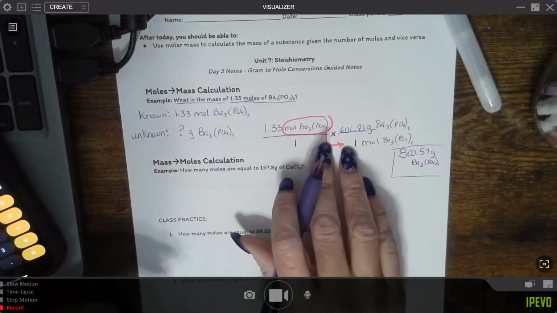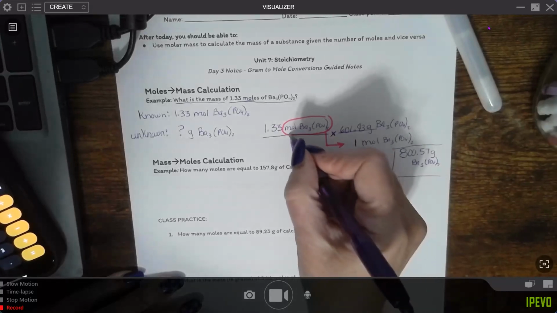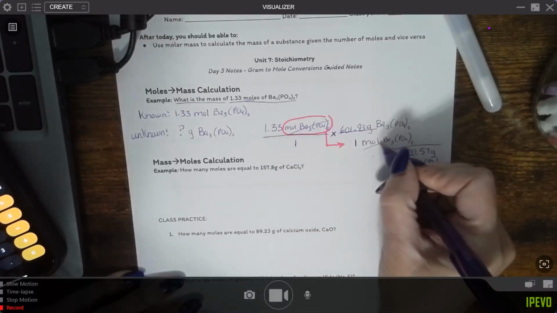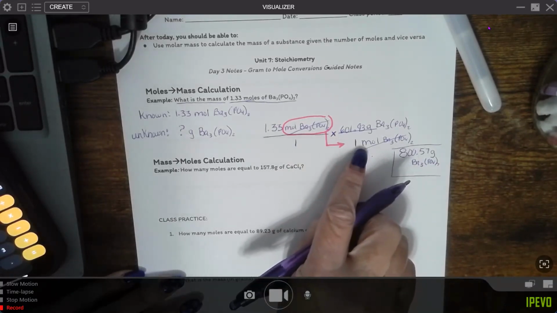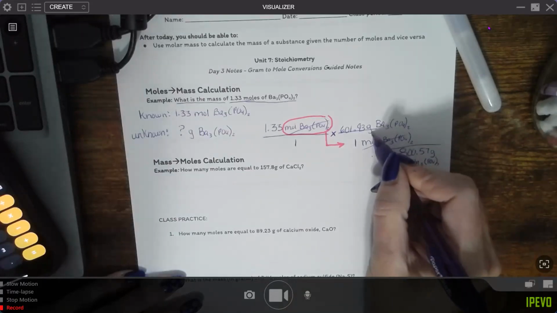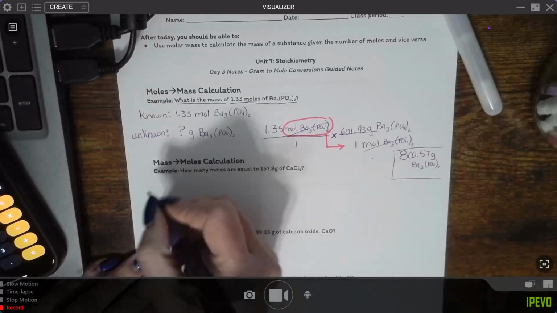It's kind of like when you do a fraction, units work like that. So if we have the same thing on the top and bottom, so in this case we have moles of barium phosphate, both on top and bottom, those will cancel out, leaving us with the units that we want our answer to be in. All right, so let's set this one up the same way.